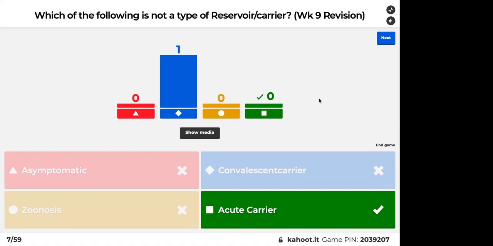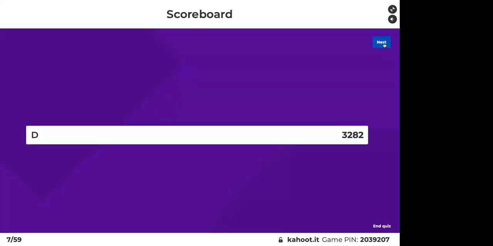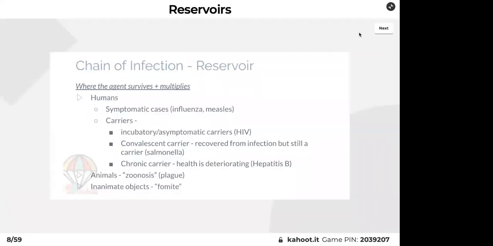Yep, so from week 9, if you remember, the chain of infection reservoir is where the agent survives plus multiplies. So we have humans, animals, and inanimate objects, also known as fomites. And the types of carriers for humans are incubatory slash asymptomatic carriers, like HIV. There's convalescent carriers. So even if you've recovered from the infection, you can still be a carrier, for example salmonella, and there's chronic carriers. So the health is just constantly deteriorating, for example hepatitis B. And acute is definitely not a type of reservoir or carrier. Yeah, so that's just that slide.